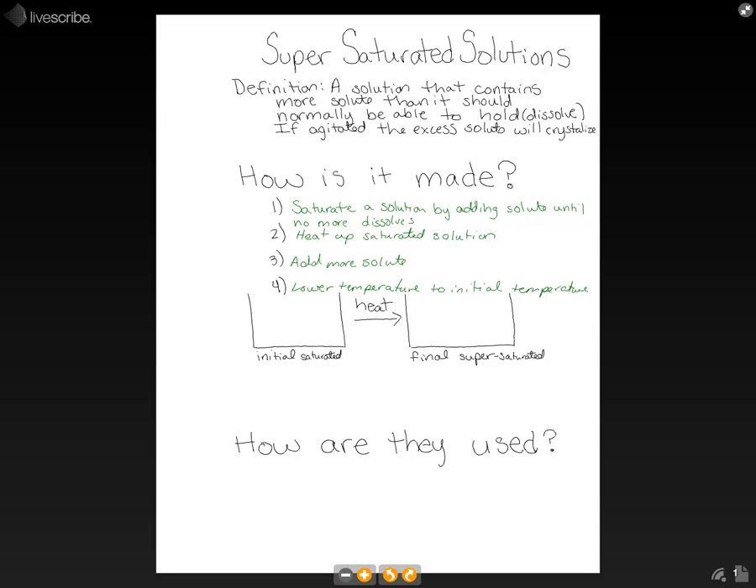I'm going to show you here visually why that works. So initially we have a saturated solution. So imagine that our solvent is these little dots. And there's only enough room to get solute right in the middle of these. So this is kind of just looking at how particles fit.